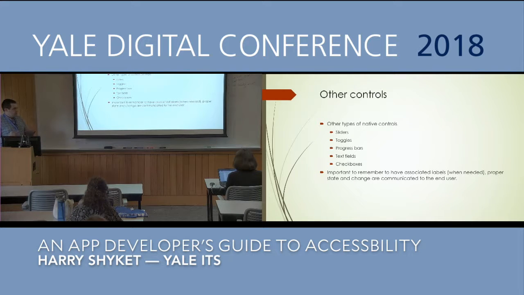And then I'm not going to go too much into the other native controls, but if you have a slider and they go over it, if it's off, it should say "off" or "disabled." These are native controls that kind of look custom, like progress bars, but they should convey the meaning and the state of this to the given users, right? Text fields should have associated labels as well.